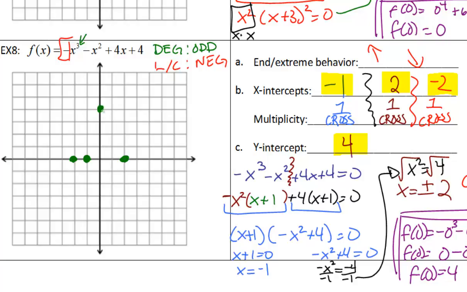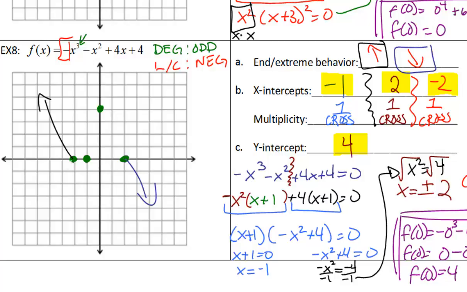Stick your end behavior on. So what's the furthest left I go? The furthest left I go is over here at negative 2. I need to go up. What's the furthest right I'm going? Well, the furthest right I'm going is at positive 2, and I need to go down. So my end behavior's on there. Now it's all up to multiplicity and the fact that I know I need to connect the dots to get me the rest of the way.